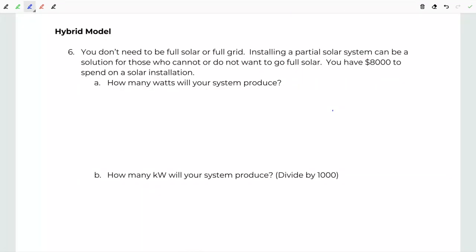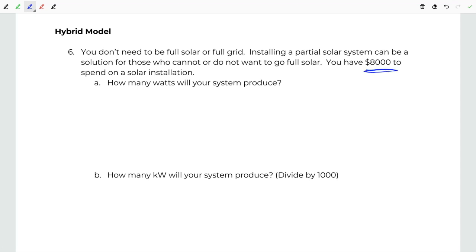So we've discussed 2 options, the full solar model and the full grid model. These are kind of limiting because they assume that it's either an all or nothing sort of situation. There is a hybrid model where you can install the amount of solar that you have available in your budget right now. So we're going to walk through this pretending that you have $8,000 to spend.